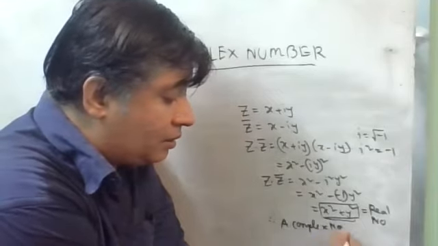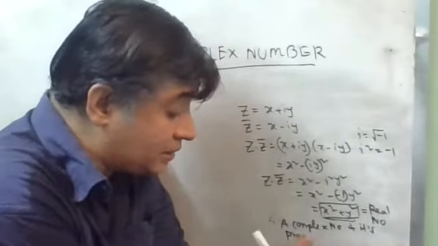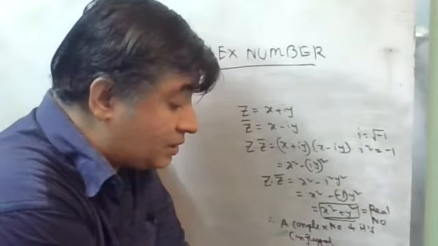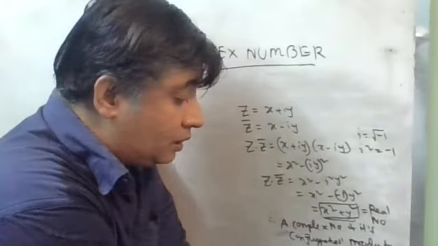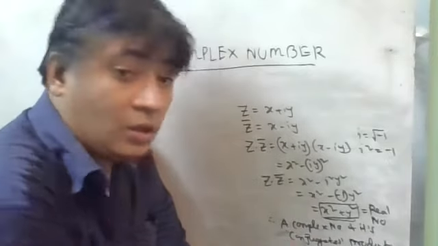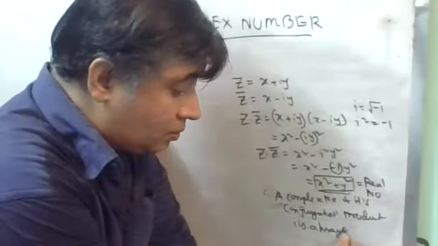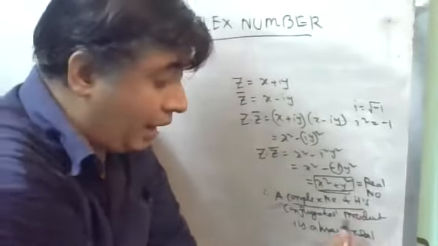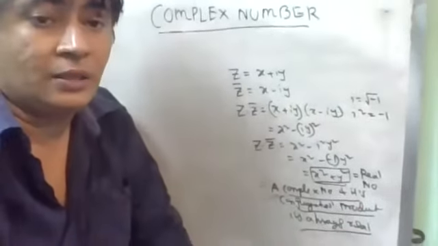a complex number and its conjugate's product is always real. A complex number and its conjugate's product is always real.